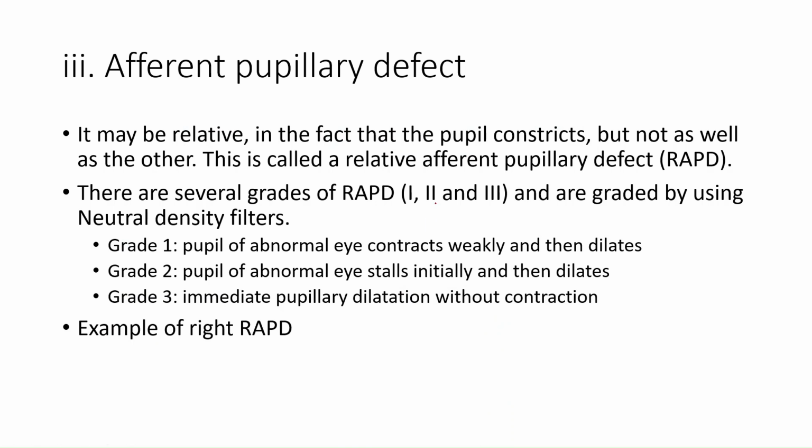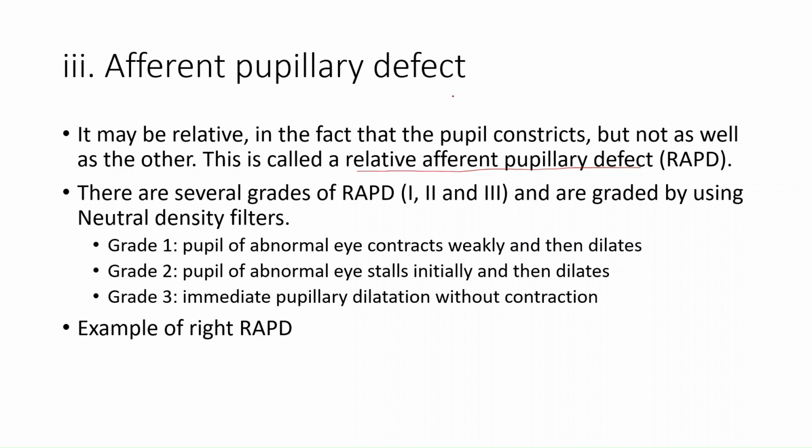So let's learn about the afferent pupillary defect. So when it is relative, in the sense it is a little less than the other, we call it RAPD. When it's totally absent, we call it APD. Okay, so we can grade RAPD based on how the pupil behaves. So grade 1 will be the abnormal eye pupil contracts weakly and then dilates. So there is some constriction. Okay, in grade 2, there is no constriction, the abnormal eye stalls initially, and then it dilates. Okay, grade 3 is there is immediate pupillary dilatation, in the sense there is no conduction at all.